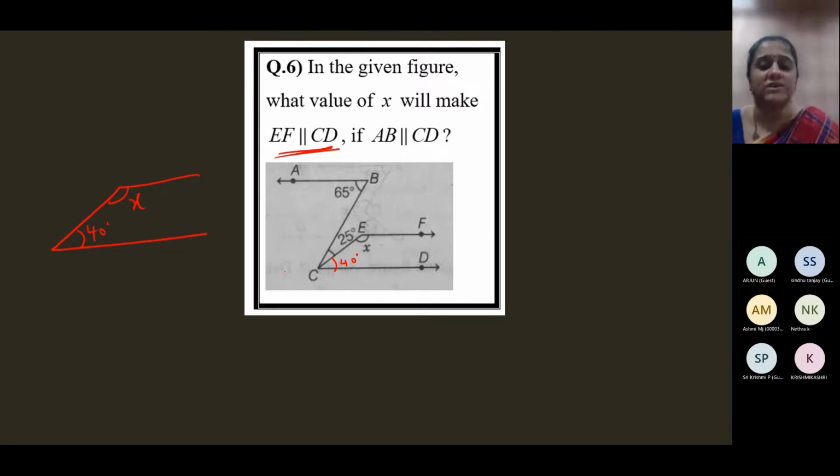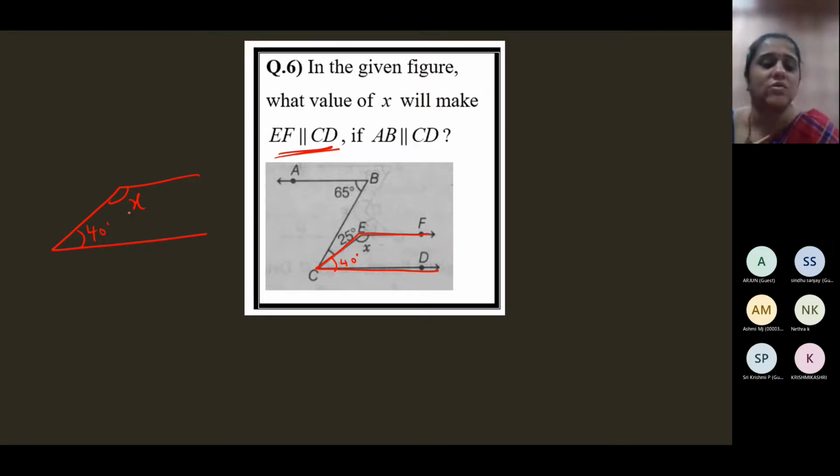Okay, these are the figures here. See here, a line EF, transversal EC and line CD. EF and CD are not parallel to each other. But X and 40 are co-interior angles, because you can see two lines and a transversal. And we know that when co-interior angles are supplementary, then the lines are parallel.